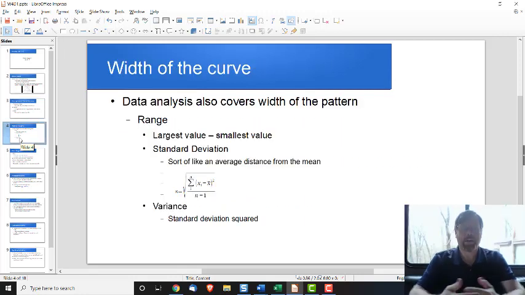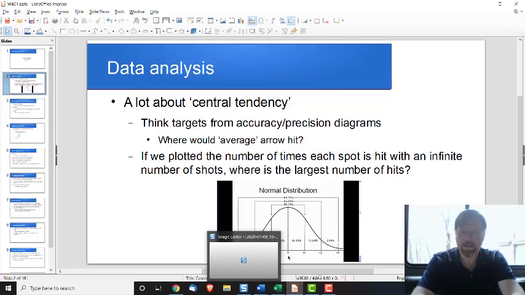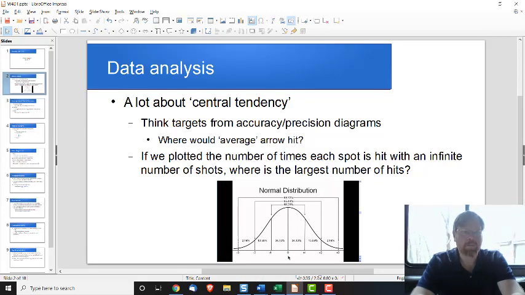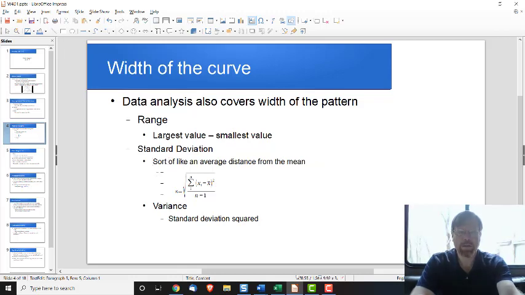Another part of what we're doing with data analysis is figuring out the width of the curve. So how wide is this here? There are a few ways to define that. The range, of course, is the largest value minus the smallest value. Then you've got the standard deviation, which is sort of like an average distance for each measurement from the mean.